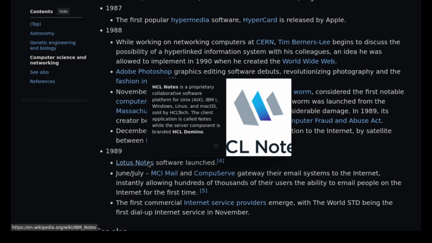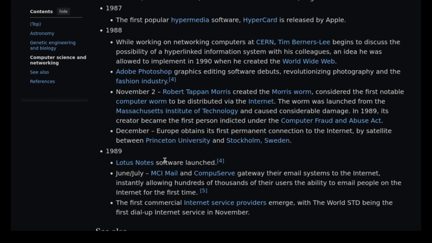IBM, I'm not sure what that is. Windows, Linux, Mac OS, sold by HCL Tech. The client application is called Notes, while the server component is branded HCL Domino. Wow. So did HCL purchase it from IBM? You got to think, when IBM is ready to sell something that's been around, I feel like that's the end of life of that product. Is it just legacy support that HCL offers, or is it still actively being developed? Does anyone still use HCL Notes, Lotus Notes?